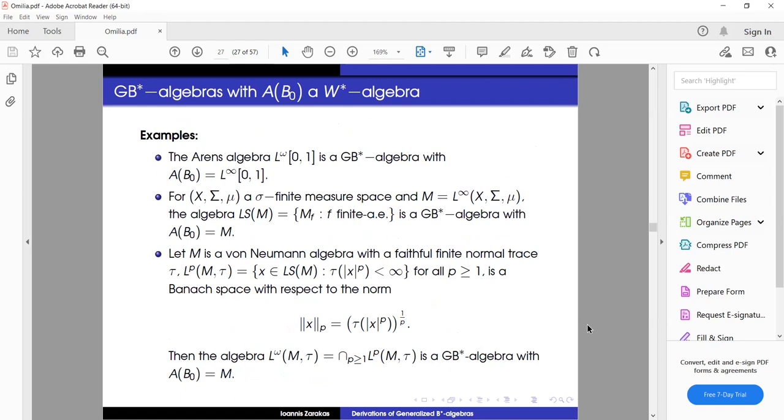After having established these first two results, we focused our attention on what happens if the AB naught is not just a C-star algebra, but a W-star algebra. Of course, this happens quite commonly, in the sense that, as already discussed, the Arens algebra L omega has AB naught to be a von Neumann algebra, a W-star algebra. AB naught is L infinity of 0-1.